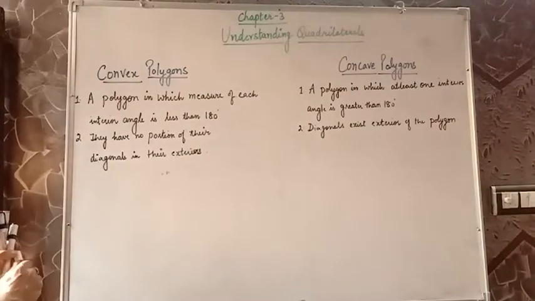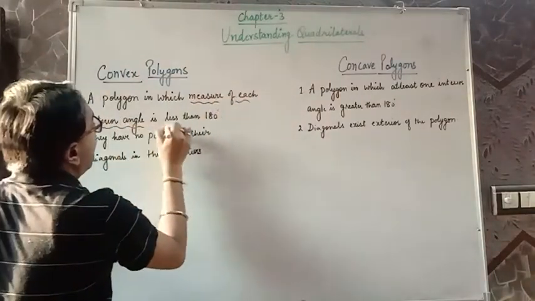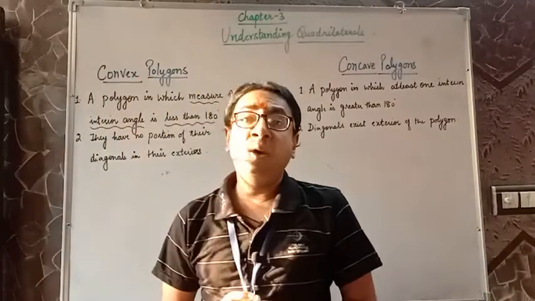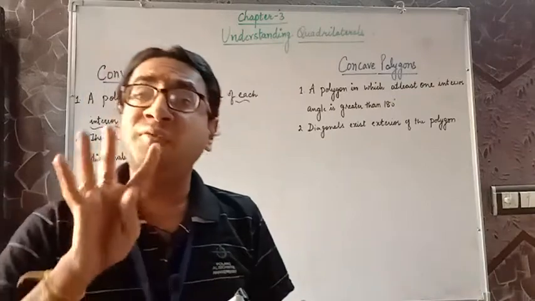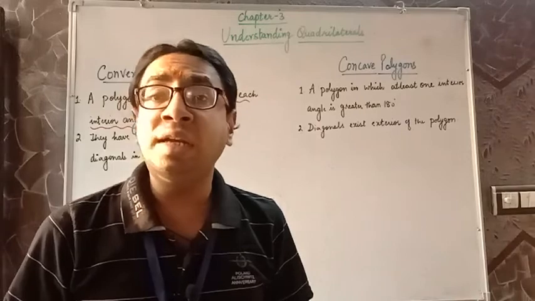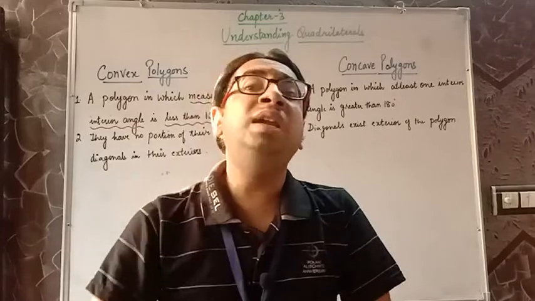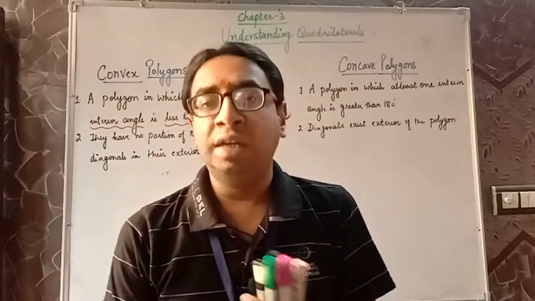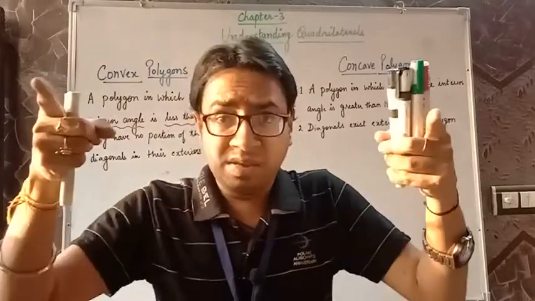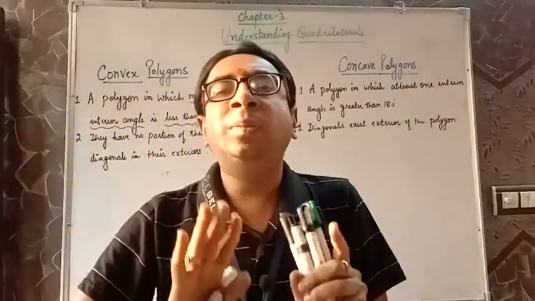Convex polygons are polygons in which the measure of each interior angle is less than 180 degrees. Very, very important. A quadrilateral has four interior angles, and each interior angle must be less than 180 degrees. A straight line is 180. Basically, if any angle were 180, one line complete makes that angle, so each angle would be less than 180.